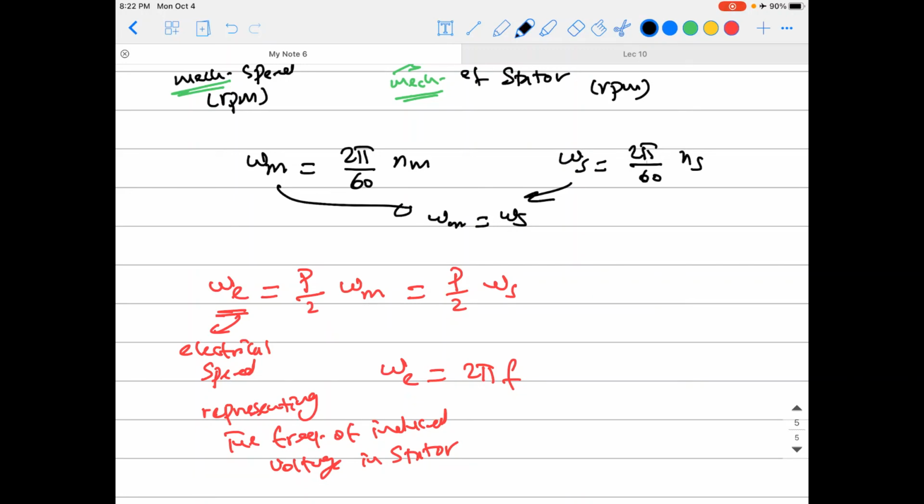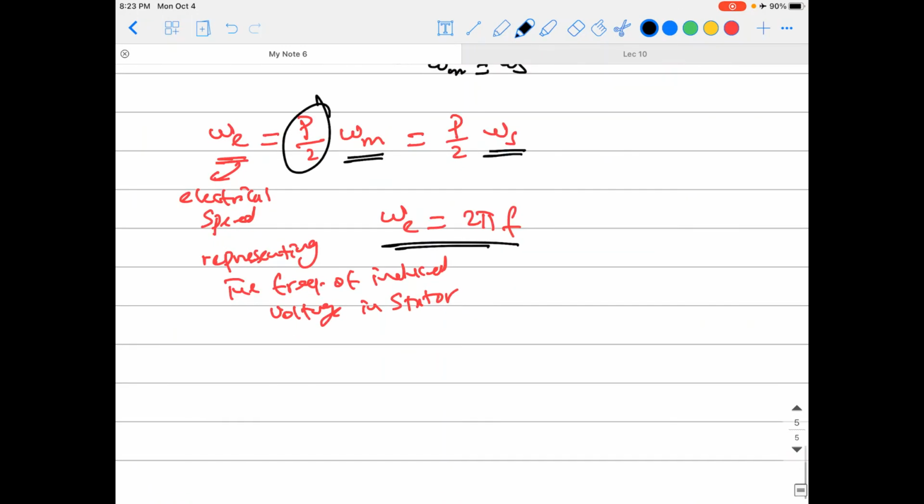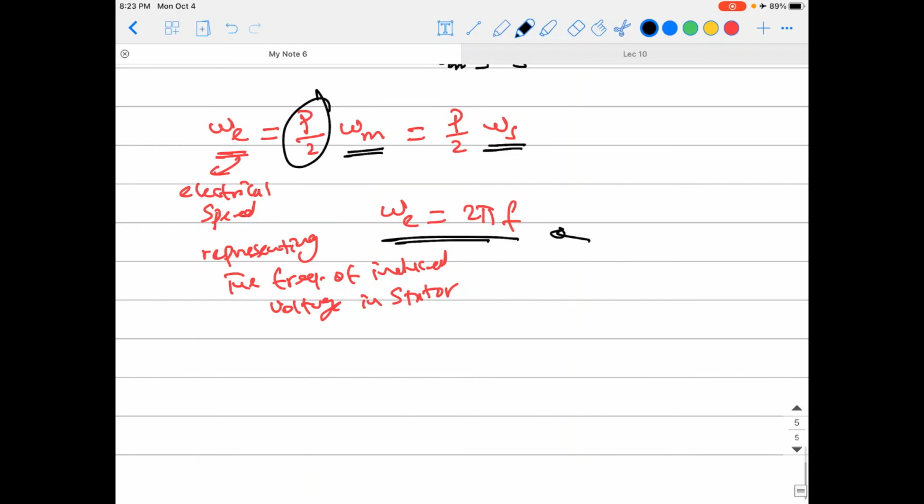So again, for anything, omega equals 2 pi f, but for synchronous speed you can also calculate it by multiplying P over 2 with the mechanical speed, which here is the synchronous speed. Actually you can derive this relationship from omega equals 2 pi f. It's a very well-known relationship.